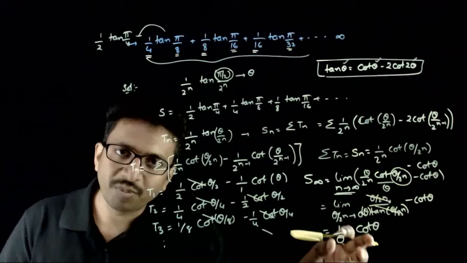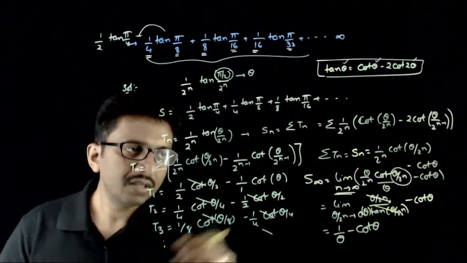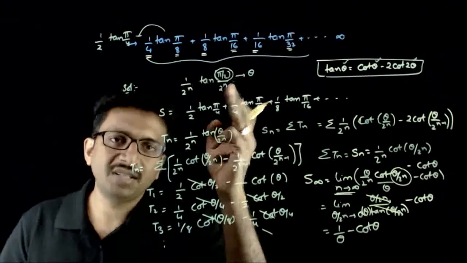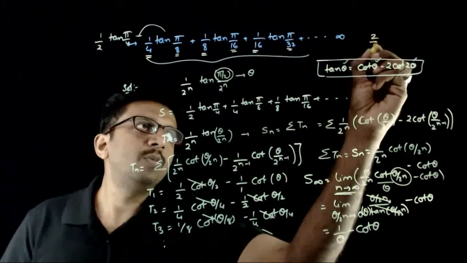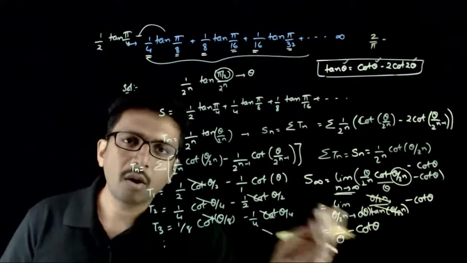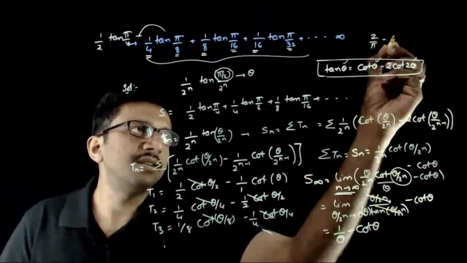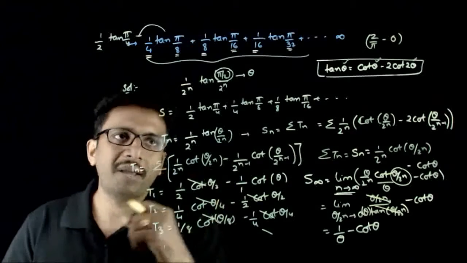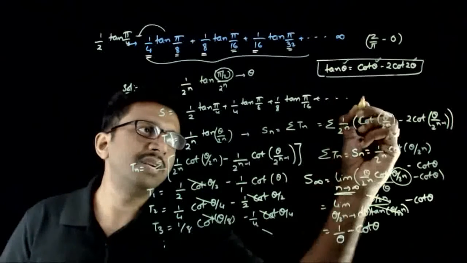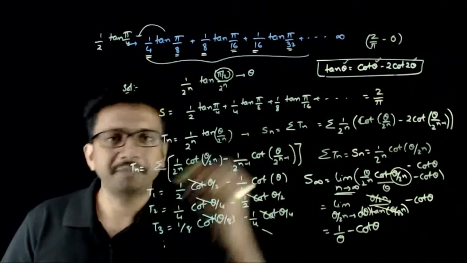Now let us put our theta here. What is the theta that we assumed? Theta is equal to pi by 2. So 1 by theta is 2 by pi, minus cot pi by 2, which is 0. So S infinity is equal to 2 by pi. So the sum of this up to infinity is equal to 2 by pi.